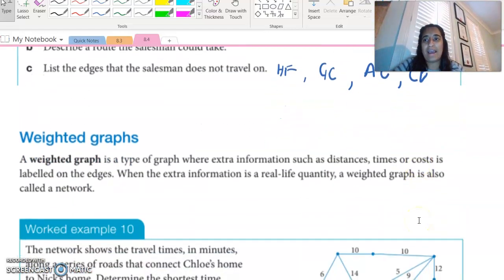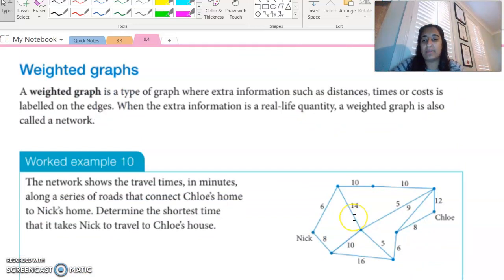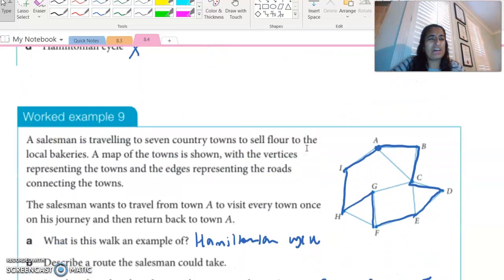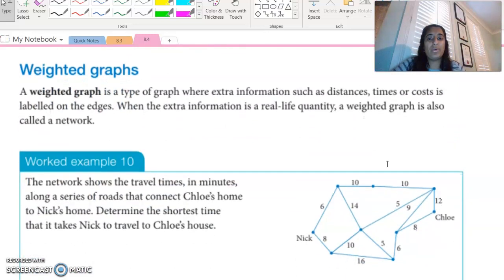Beautiful. All right, and the final example that we're going to basically go through is something called a weighted graph. So far I've just kind of shown you that, oh yeah, there's connections between these different towns. What we can actually do is give you information about maybe distances, times, or costs that can be labeled on each of those edges. So when extra information is required, it's going to show you how this could be applied in real life. A lot of the time it's distance.